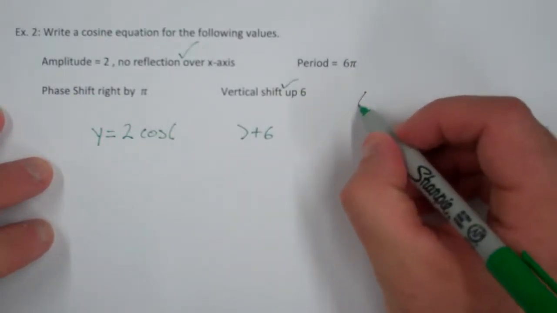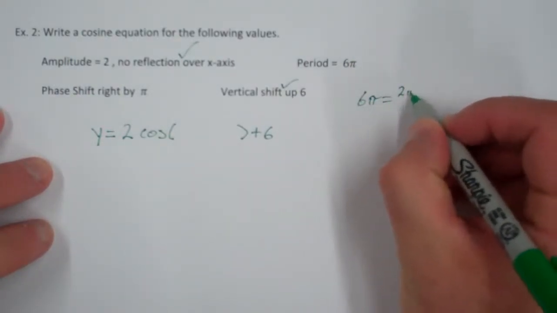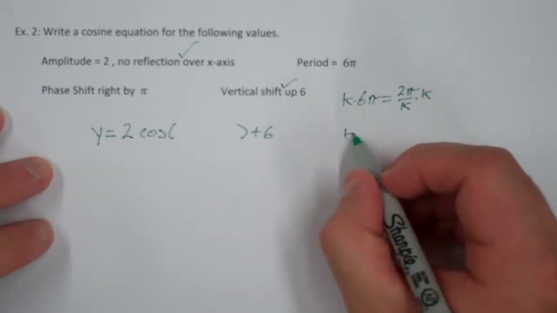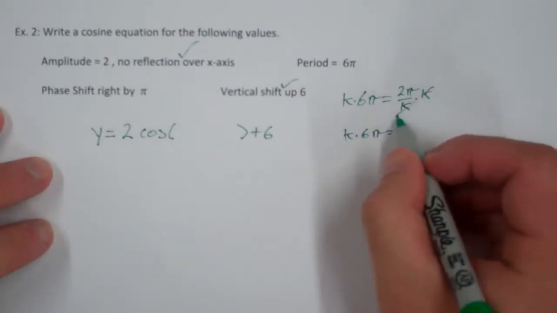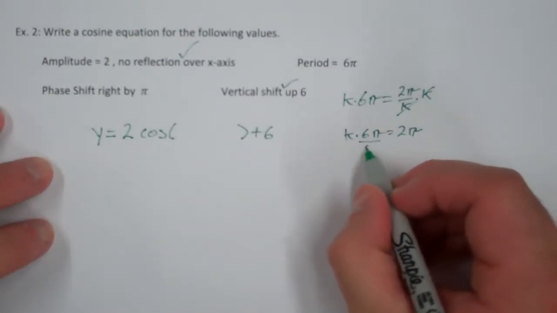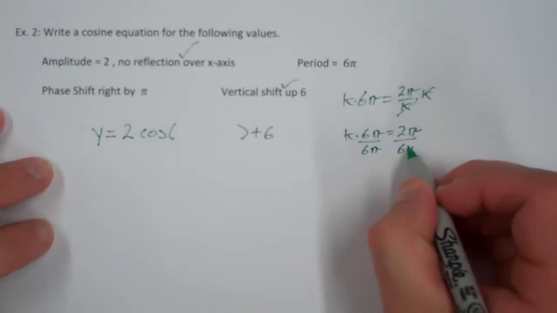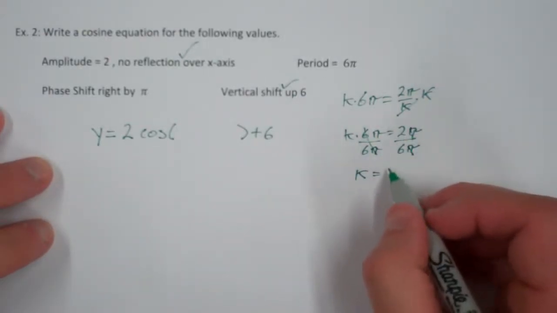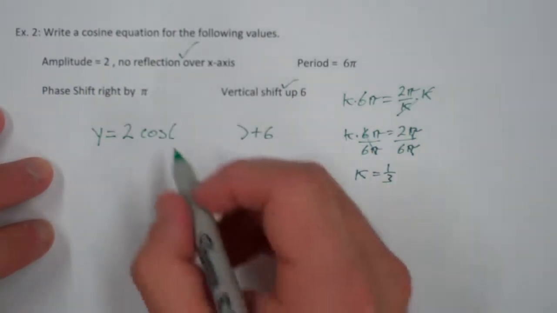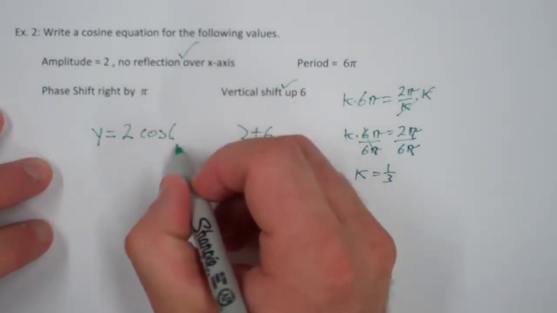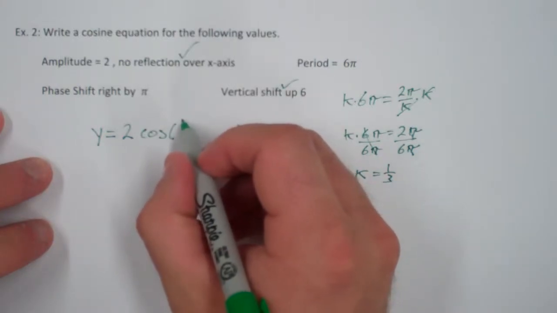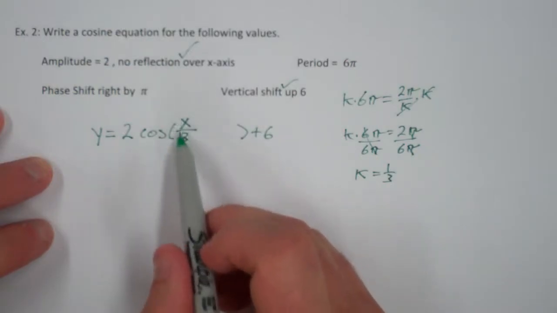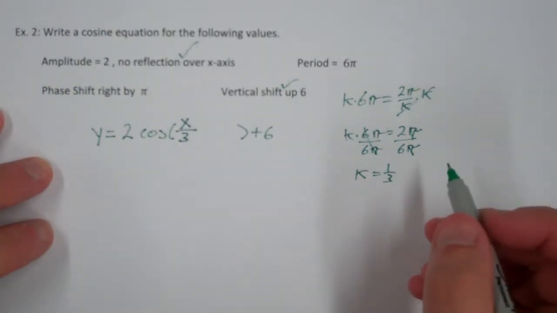So we got this one done, we got this one done. We're going to go right to the period, 6 pi. This period is equal to 2 pi over k. We're going to multiply by k on each side, so we'll have k times 6 pi is equal to 2 pi. We'll divide by 6 pi, and k will be, pi's cancel, simplest form would be 1/3. So you could write the 1/3 out in front as a coefficient. I like to write it like this though, x over 3. And we know that the value of k is 1/3.